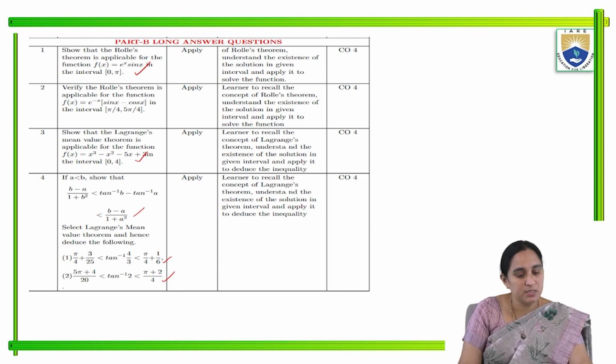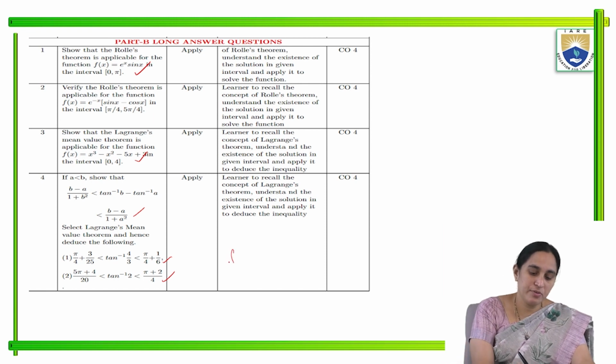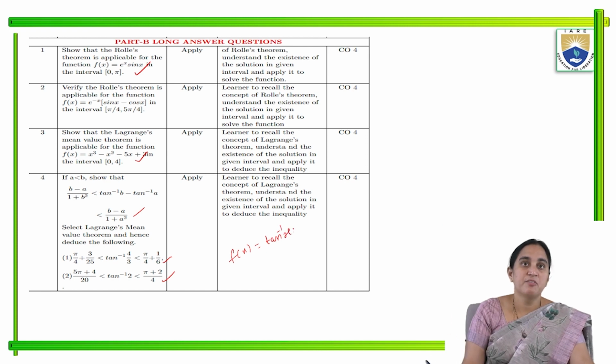First of all, we have to assume from the question what the function is. Here f of x is equal to tan inverse x. For this function we have to verify each and every condition from the Lagrange's mean value theorem. What are the conditions for the Lagrange's? It is continuous, it is differentiable, and after that there is a c belonging to (a, b) such that f dash of c is equal to what? f of b minus f of a by b minus a.